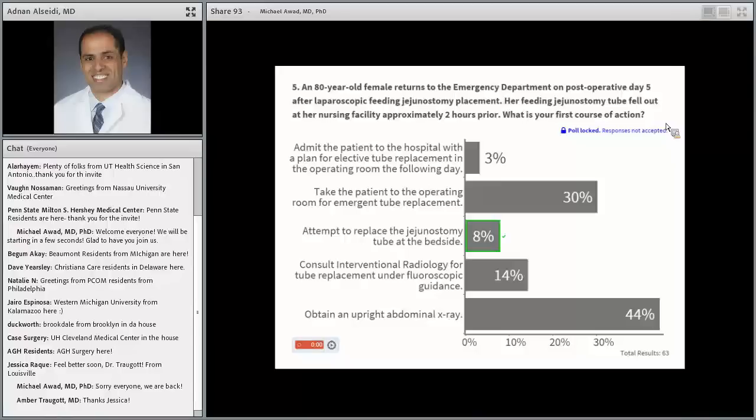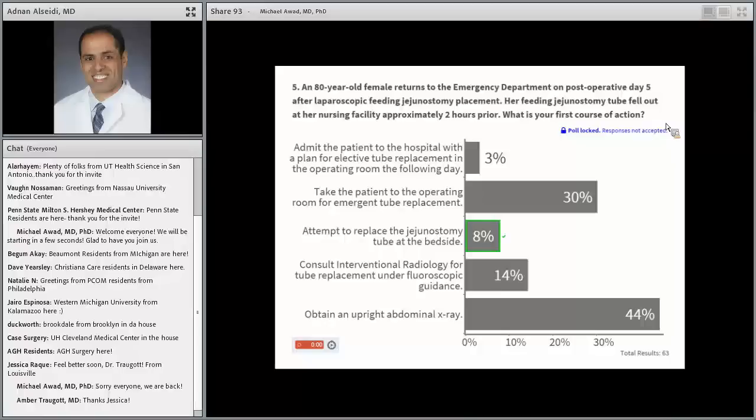So on day 5, you're still worried that your bowel is not adhered to the abdominal wall, and the tube falling out puts that patient at risk for an open enterotomy, if you will, in the abdomen. If you can place the catheter at the bedside and it goes down easily, and then you do a gastrografin study and it shows that it's in the bowel, then you've basically solved the problem. And often that can be done very easily, especially since she's presented 2 hours after it fell out.